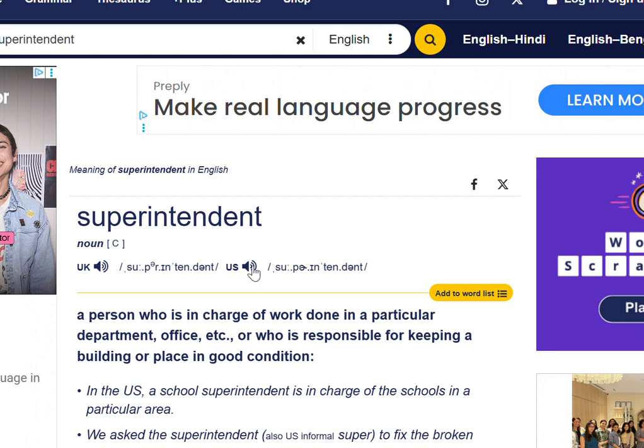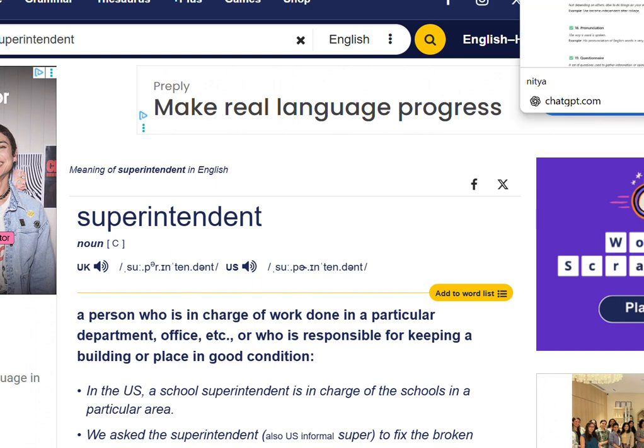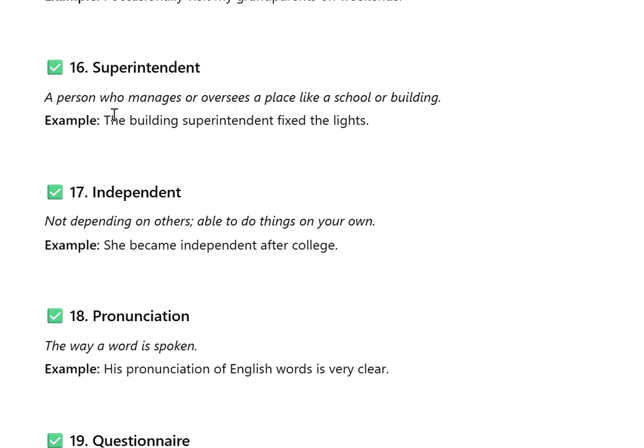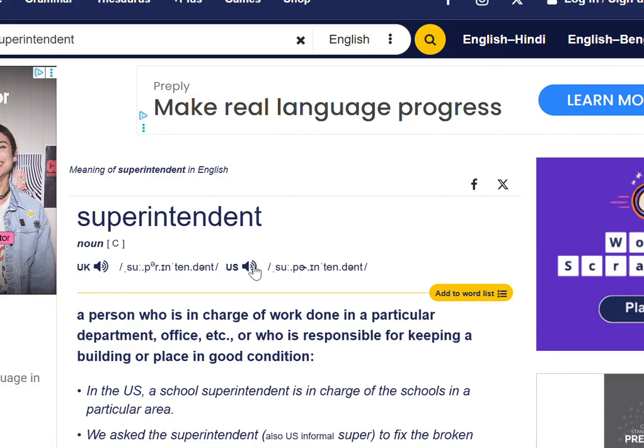Superintendent. Did you hear that? Superintendent. Yeah, good job. So in here, the building superintendent fixed the lights. Means a person who manages or oversees a place like a school or building. Like who manages the building, make sure everything is good, superintendent, like that.